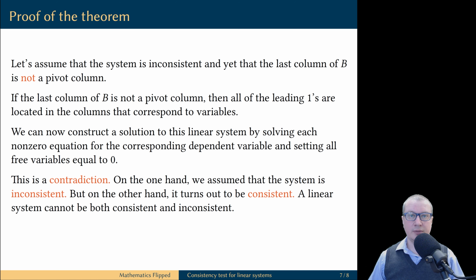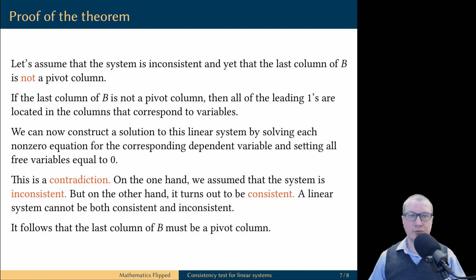But this is a contradiction, because on the one hand, we assumed that the linear system is inconsistent, yet we also derived that this same system must be consistent. A linear system cannot be both consistent and inconsistent. So what was the cause of this contradiction? This contradiction was caused by our assumption that the last column of B is not a pivot column. Therefore, this cannot possibly be true. And the only conclusion we have is that the last column of B must be the pivot column.